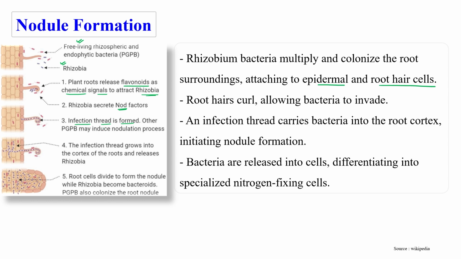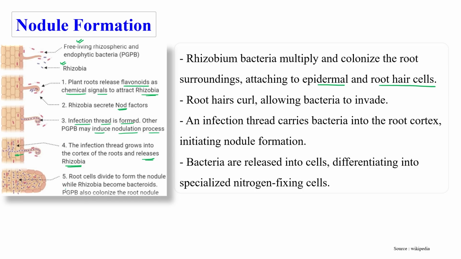Continuously this infection thread is formed, and other PGPB, plant growth promoting bacteria, may induce the nodulation process. After that, this infection thread grows into the cortex. This is the epidermis, the dark one, and then this infection thread grows into the cortex of the root and releases rhizobia. And this is how root cells divide to form nodules, while rhizobia become bacteroids. PGPB also colonize the root nodules.